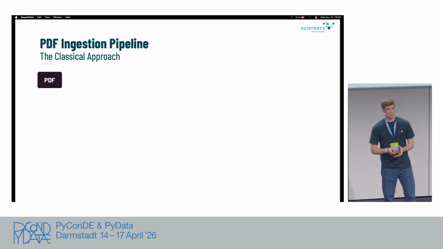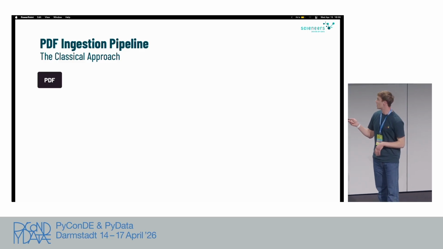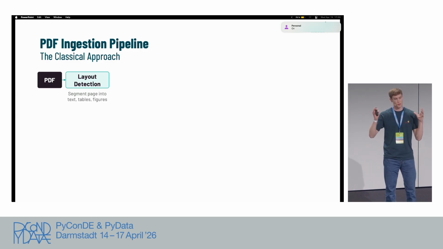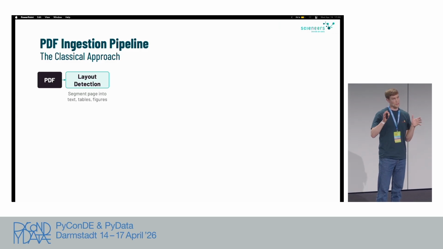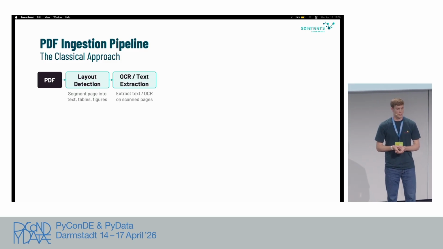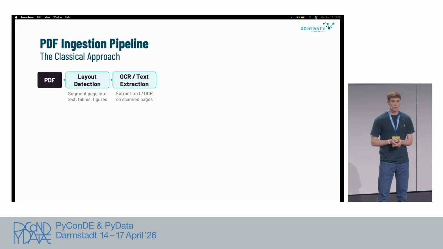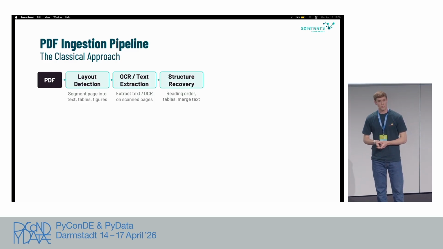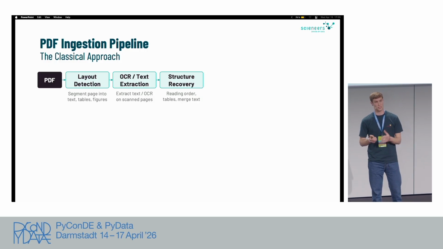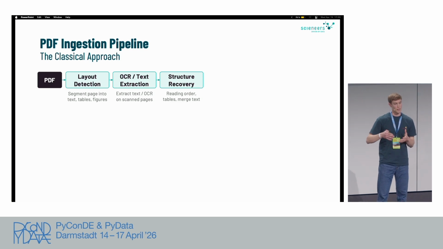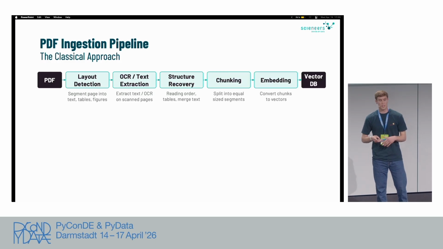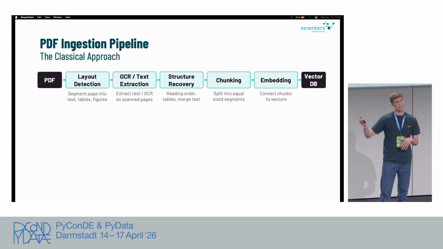So how has this been originally handled? The classical approach is you start with your PDF and apply a layout detection module, which segments the PDF or a page of the PDF into text, figures, tables, and so forth. Then you run your OCR solution or text extraction module to extract the text from all of these segments. Afterwards, you recover the structure of the document. You want to recover the reading order, process tables, and merge all of the texts. This then gives you a structured textual format of your complete PDF document, which you can then chunk into equally sized chunks, embed, and store in your vector database.